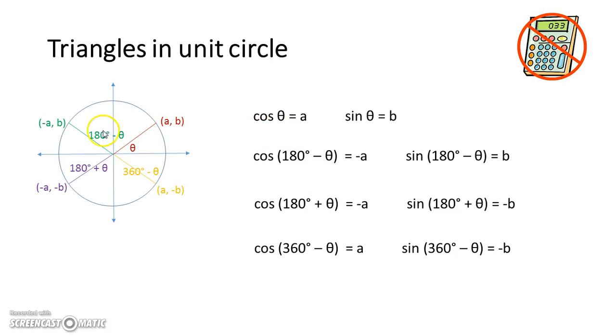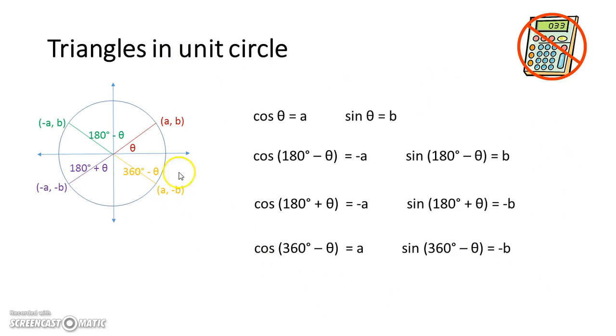So you can see if it's in the second or third quadrant, you've got negative values for cos. If it's in the first or the fourth, you've got positive. And similar idea for sine. If it's in the first or the second, it's positive values for sine. If it's in the third or the fourth, it's negative values for sine.